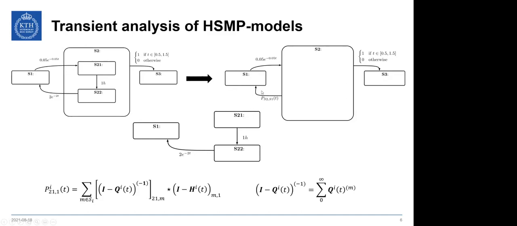And we do this by looking at what we call the inner semi-Markov process. That's the semi-Markov process consisting of all states within S2, all transitions between them, which is only this one, and all transitions with an origin in S2 and destination outside of S2. So this is what we end up with. And by solving this as a usual semi-Markov process, we can then find out this distribution symbolically.